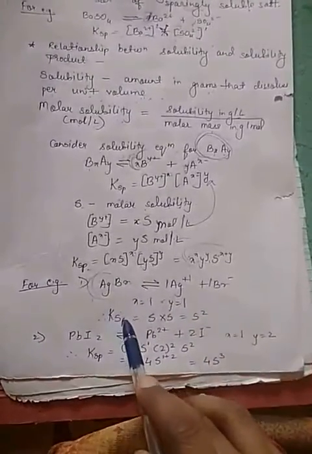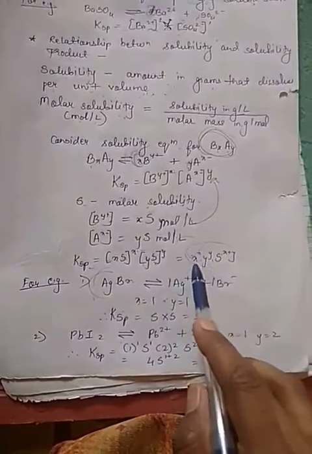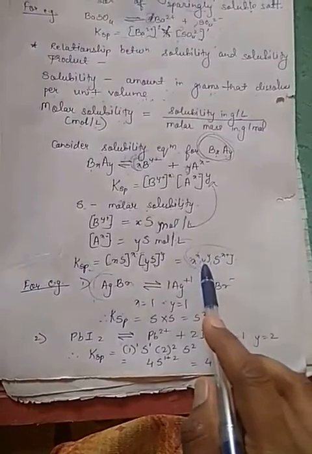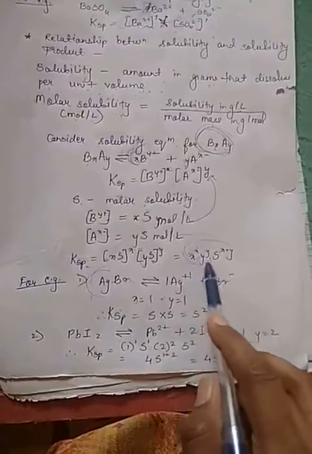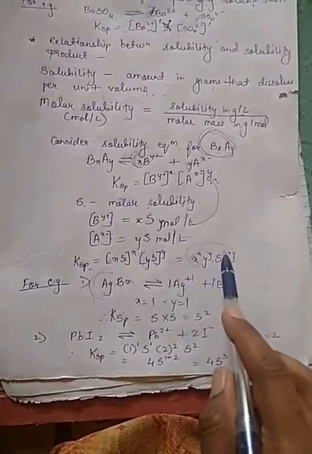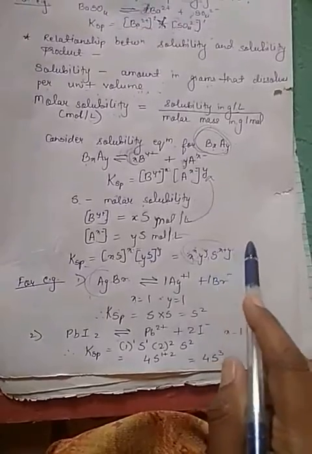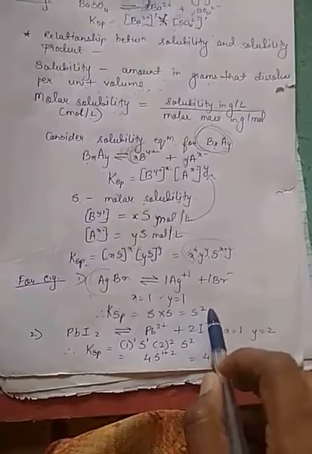So KSP is given as what? X is 1, so X raised to X is 1 raised to 1, which is 1, and Y raised to Y is 1 raised to 1, which is 1. So here it becomes 1, and S raised to X plus Y. So X plus Y is how much? 1 plus 1 is 2. So S into S becomes S square. So this is the solubility product of AgBr.